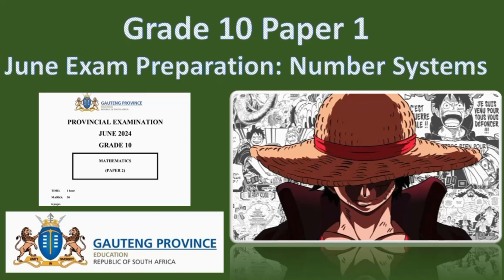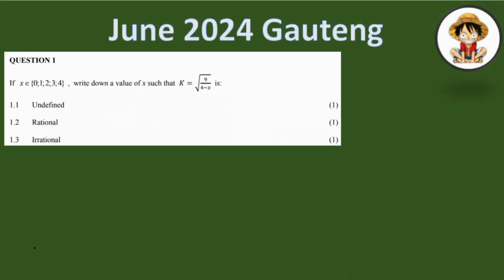So the first question is from 2024, June Gauteng. And then it says question 1. Now, these questions are tricky in a way. They're very easy. Once you understand them, these are easy marks for grabs. But you first have to understand them, right? And once you understand them and do a lot of them, you'll get the hang of them.